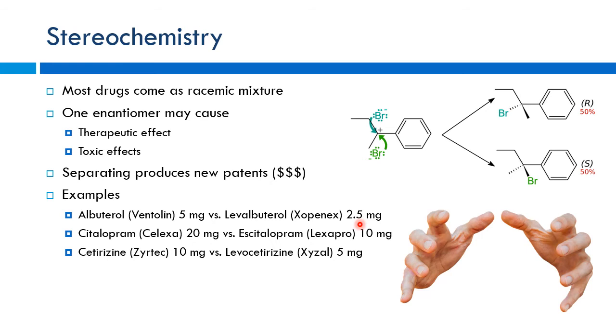Does that make sense? So again, you can see that, and you can know what the parent drug is by looking at the suffix, the albuterol. Okay, yes, I know it's albuterol. I know how it's going to work. It has the same mechanism of action. It's only that one enantiomer.